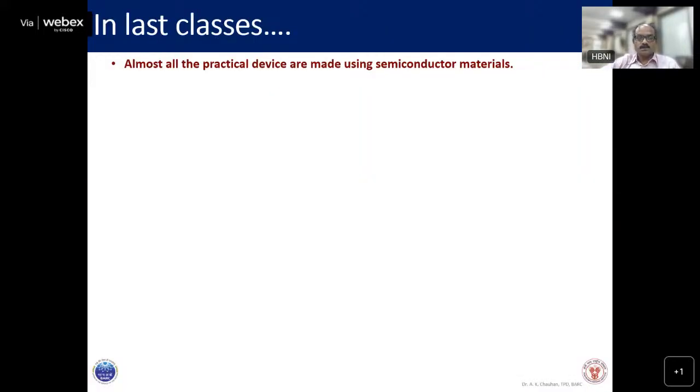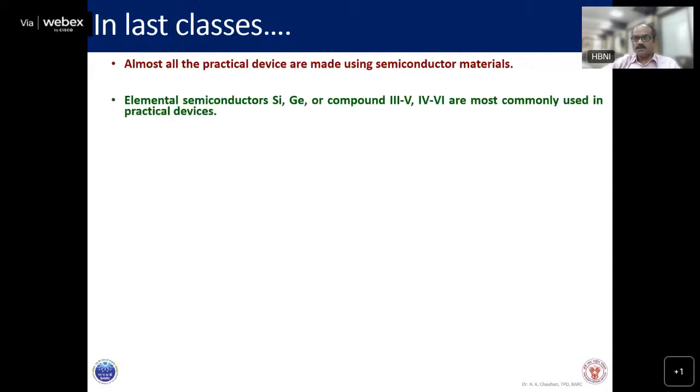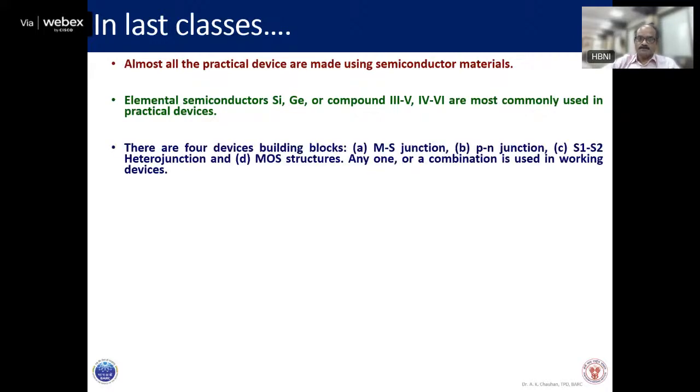In the last few classes, I wish to summarize that we learned that almost all the practical devices are made using semiconductor materials, and that's why semiconductor materials are important. Then there are two elemental semiconductors which are very important. These are silicon and germanium. And then there are compound semiconductors which are 3-5 and 4-6. These are most commonly used in the practical devices.